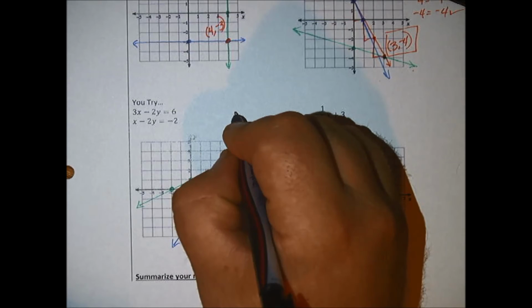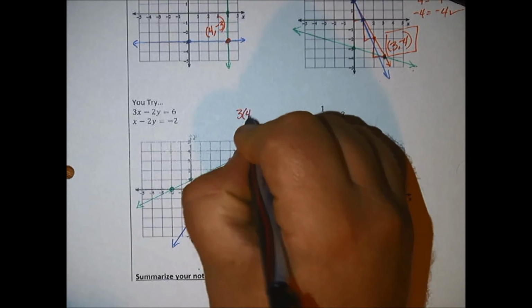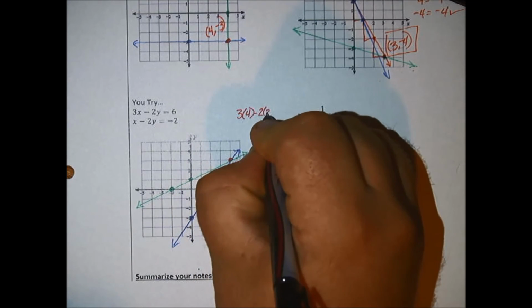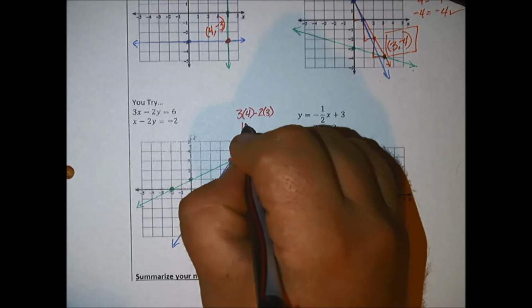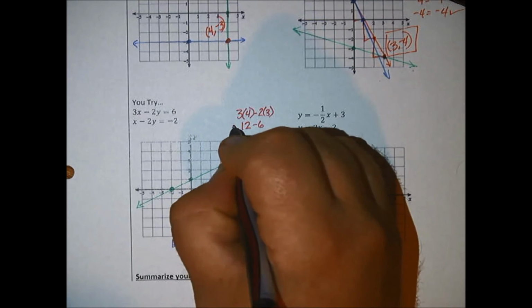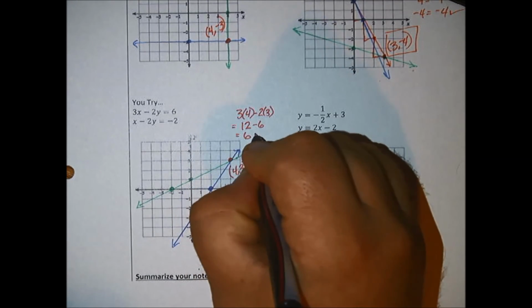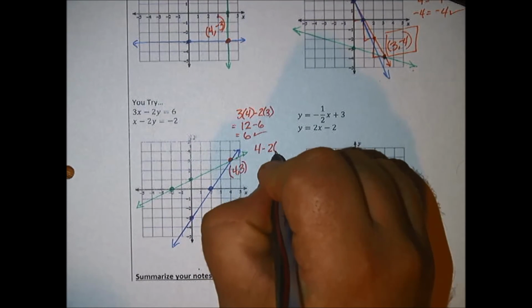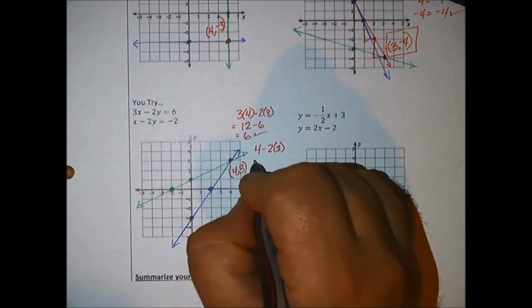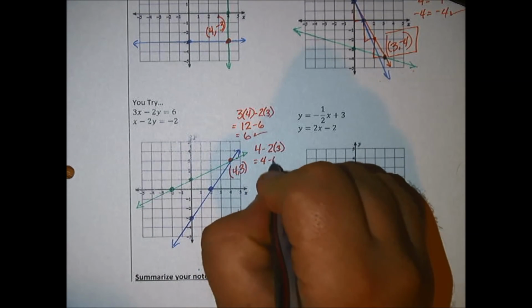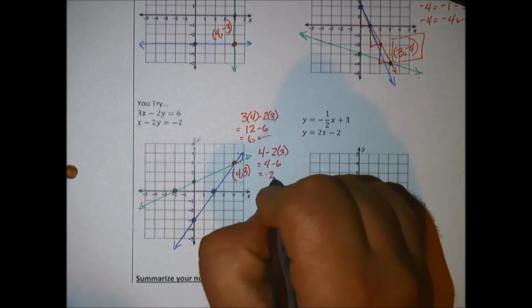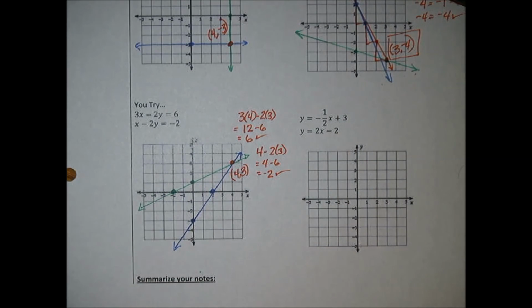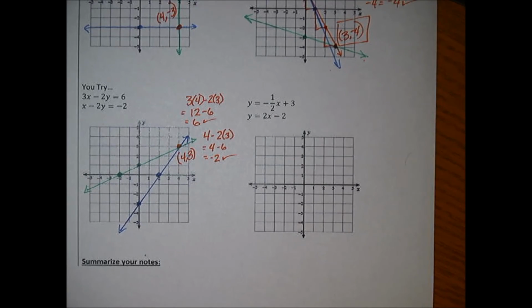And we can go ahead and check that. 3 times 4 minus 2 times 3. So that's going to be 12 minus 6 equals 6. That's what we needed. And 4 minus 2 times 3 is 4 minus 6, which is -2. That's what we needed there also. All right, last one. We're going to go ahead and get through this real quick.